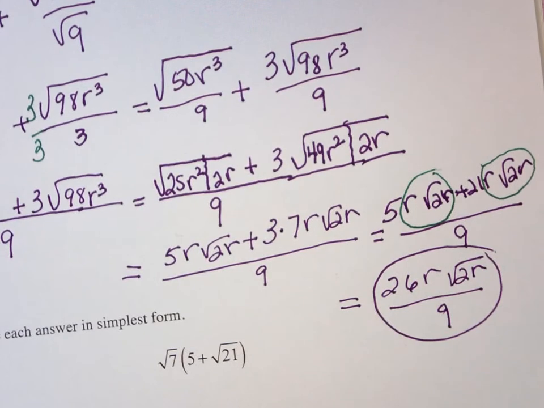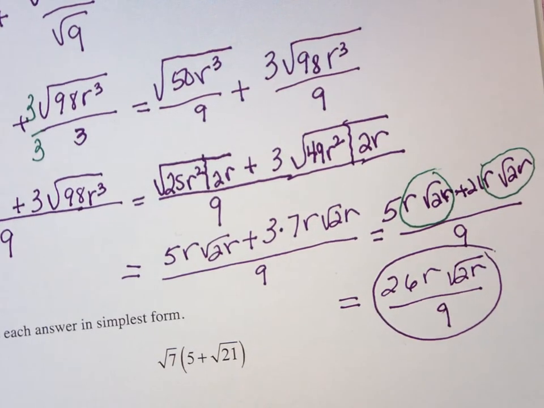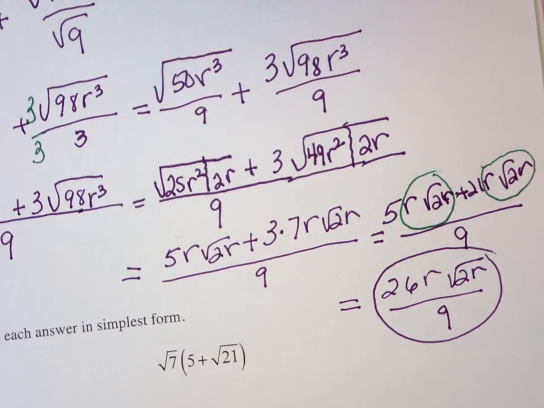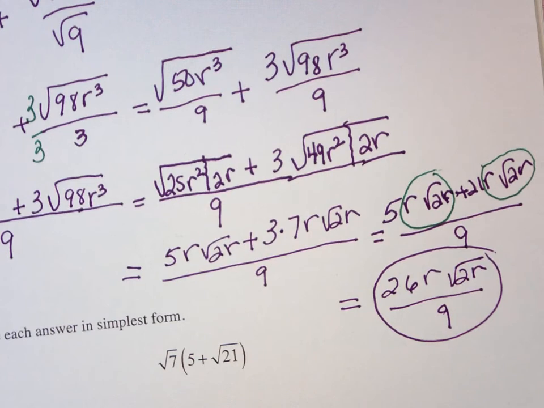Now, if I could reduce it down, I would, but 9 is 3 times 3, and 26 doesn't have a 3 in it. That would have been a 27. That would have reduced. But it's not. That was an unpleasant problem.